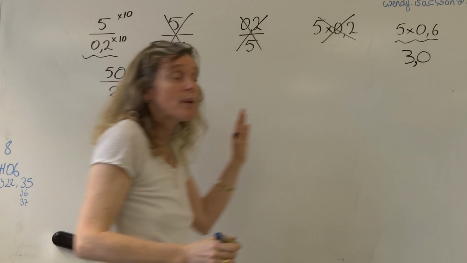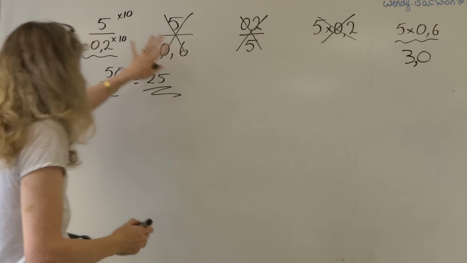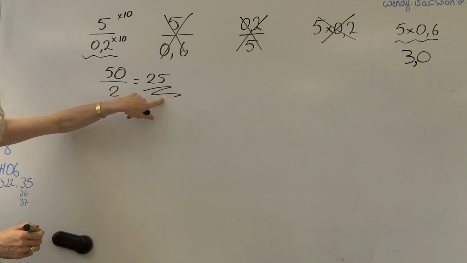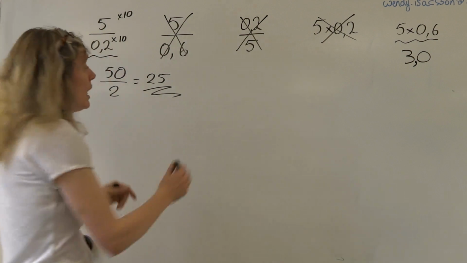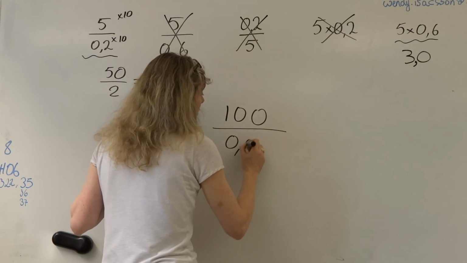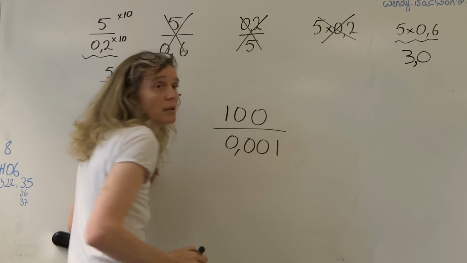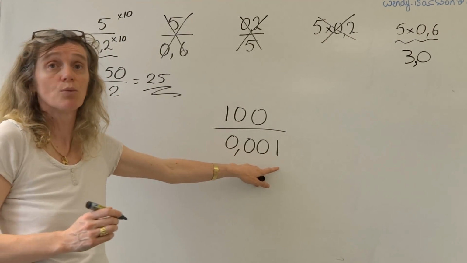So if we were a little bit uncertain, we could have done that decimal multiplication, but most of you should have realized that this is going to give us a really big number because we're dividing by a very small decimal. When you divide by a very small decimal, you get a very large answer. Let's say that we were going to divide 100 by 0.001. Here's a really small decimal on the bottom, and we're not allowed to divide by small decimals.